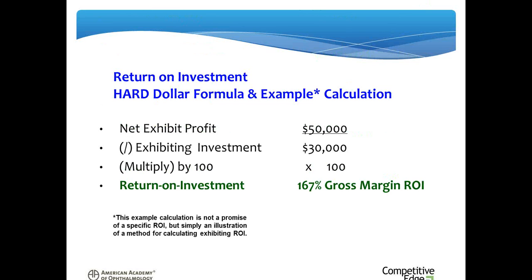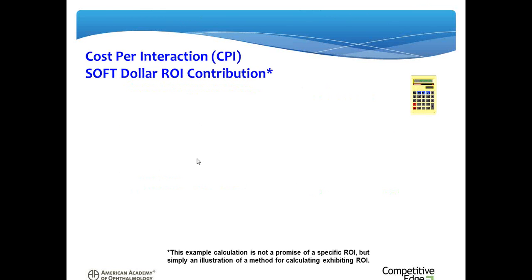You could do top line, you could do gross margin. Actually, you could do both if you want to really track this. It might not be a bad idea to do both. Now, let's talk soft dollar. Remember the definition of soft dollar: value received that can be quantified or expressed in numeric or financial terms.